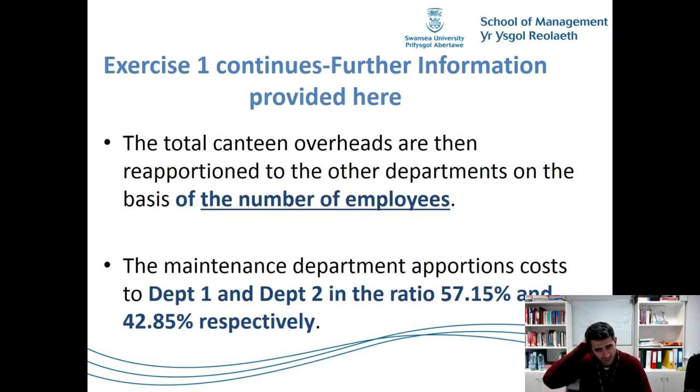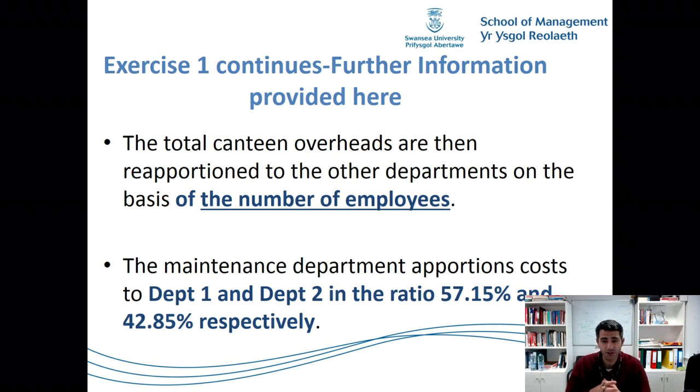So we need some information. Here we go. This is the information available. What it tells you here, the maintenance department apportions costs to department 1 and department 2, right? So it does tell you that total maintenance goes to department 1, department 2 in the ratio of 57.15% to department 1 and 42.85% to department 2.